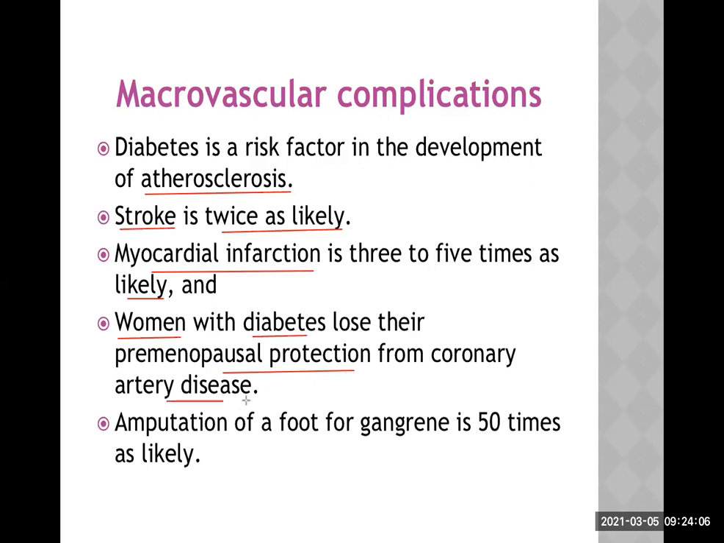Now, we have already studied this. Coronary artery disease is not very common in women of the reproductive age group. They are quite protected from atherosclerosis. But if they have diabetes, that protection is lost. That means they can still die from a heart attack or myocardial infarction if they have diabetes, in the reproductive age group. Amputation of a foot for gangrene is 50 times as likely as in the general population, and this is because of peripheral arterial disease. Peripheral arterial disease is also associated with atheroma. So these are macrovascular complications.